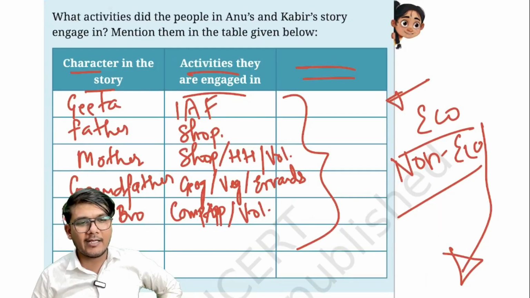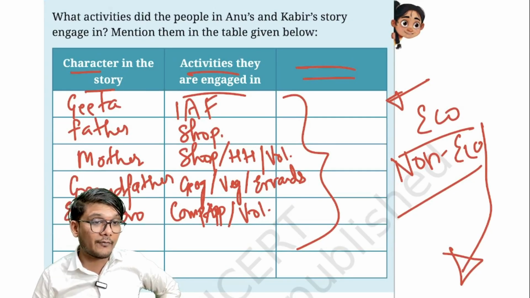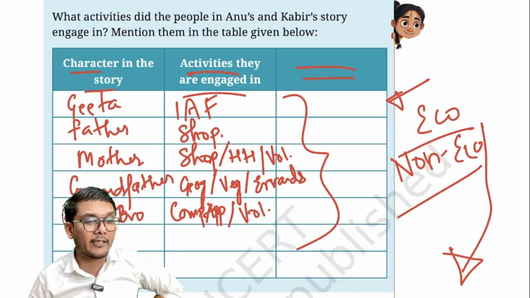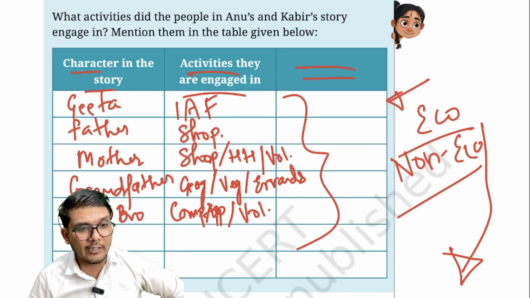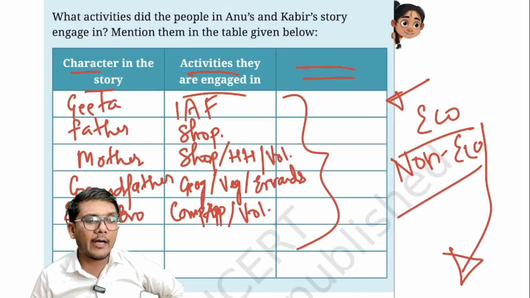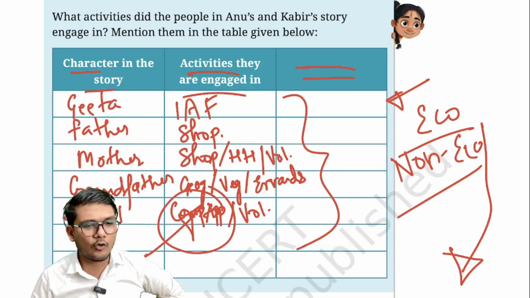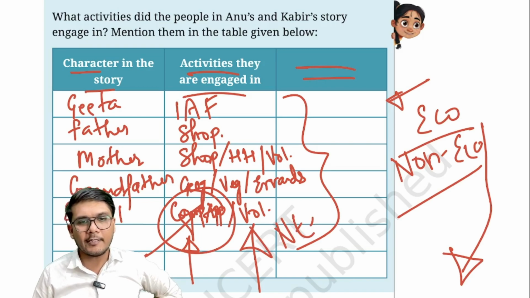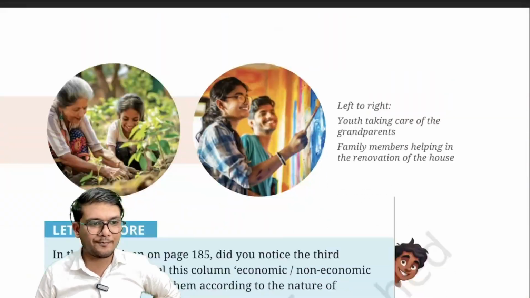So Geeta as an Indian Air Force pilot, it's an economic activity. Father of Anu on the shop, economic activity. Mother of Anu on the shop, economic activity. Household work, non-economic activity. Grandfather of Kabir teaching geography for free is non-economic activity. Let's say growing vegetables in their own backyard is non-economic. Running errands for the house, non-economic. And elder brother of Anu working in a computer application company is economic activity, but doing voluntary service is non-economic activity, right? So you should do that, practice as well, right?